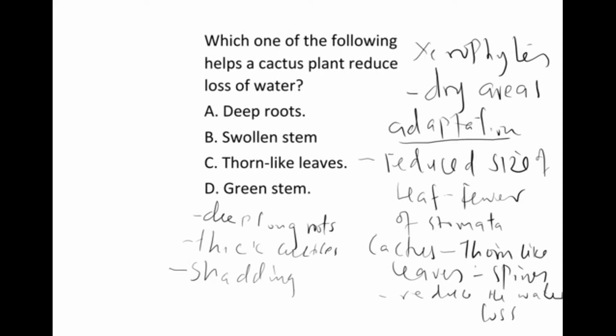It sheds leaves during the dry season, and this ensures that the plant reduces the amount of water it loses to the atmosphere. So looking at the cactus plant, for it to reduce the amount of water loss, it has thorn-like leaves. The thorn-like leaves ensure that the plant loses very little water.